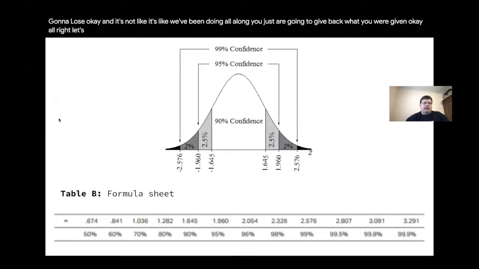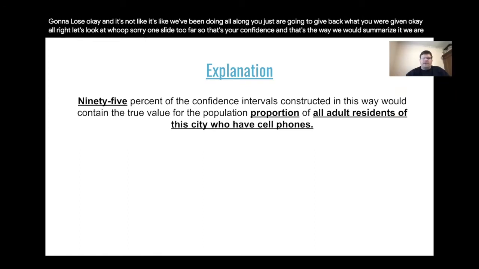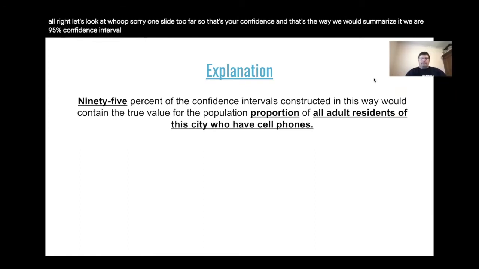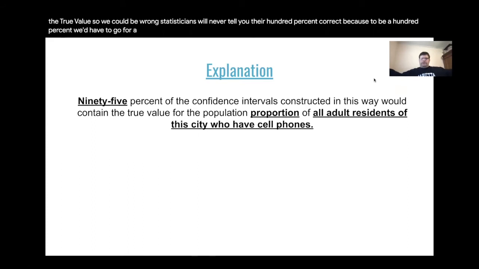All right, let's look at, oops, sorry, went a slide too far. So that's your confidence, and that's the way we would summarize it. We are 95% confident that the interval would contain the true value. So we could be wrong. Statisticians will never tell you they're 100% correct, because to be 100%, we'd have to go from negative infinity to infinity. But if you want more confidence, you're going to have to widen your range.